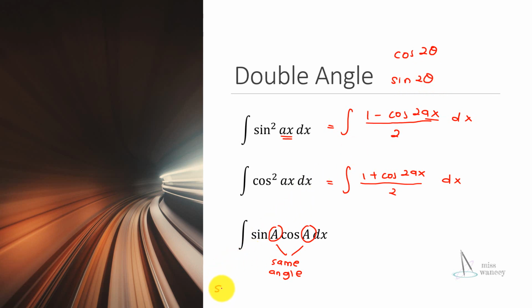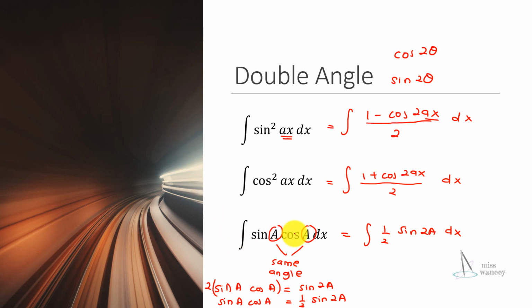What we know is that 2 sine A cos A is equal to sine of 2A. So if we make sine A cos A the subject, we bring the 2 to the right hand side: sine A cos A is equal to 1/2 sine of 2A. Now we can change this to become half of sine 2A dx, and of course you can integrate as usual. A is actually in terms of x, but I find it a little bit messy to write down the x, so I simply wrote down A so that you can look at the formula more easily.